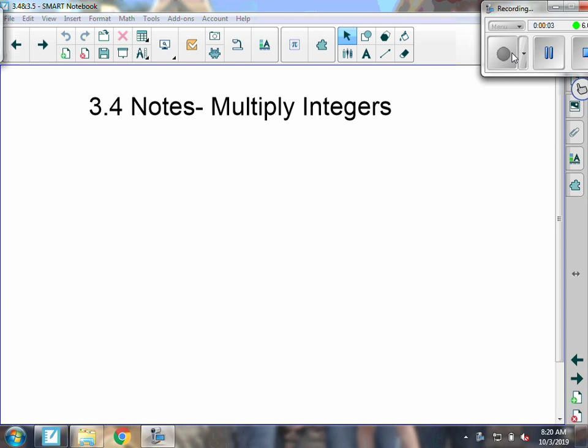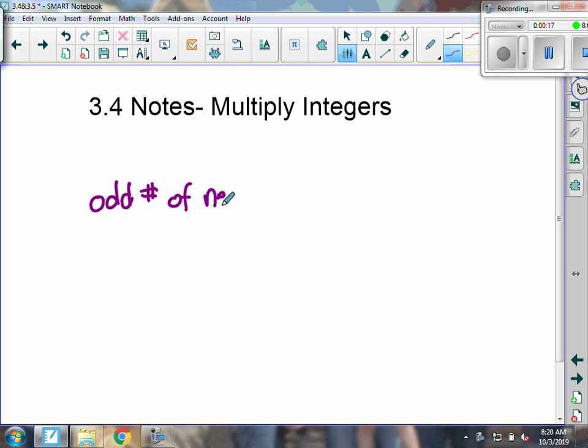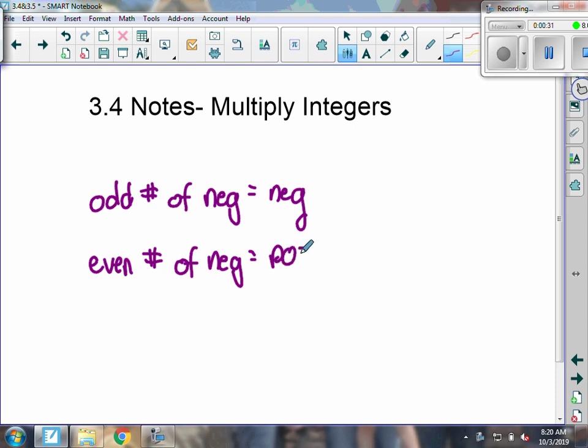Okay, today's notes are about multiplying integers. One of the biggest things we need to remember when we multiply integers is that if we're multiplying an odd number of negatives, our answer will be negative. I'll go over this a little more later. If we have an even number of negative numbers, our answer is going to be positive.